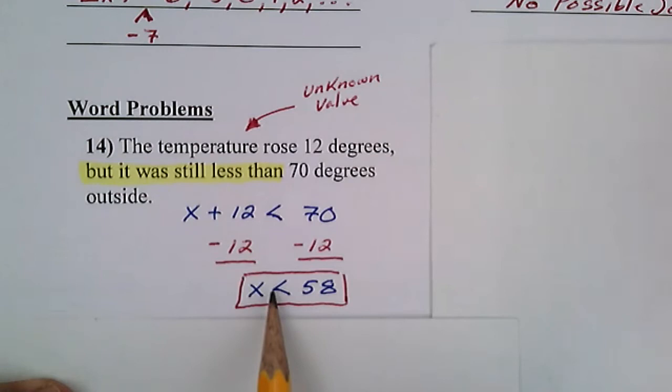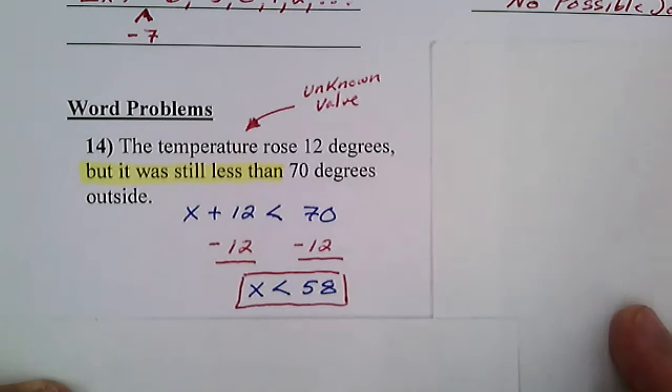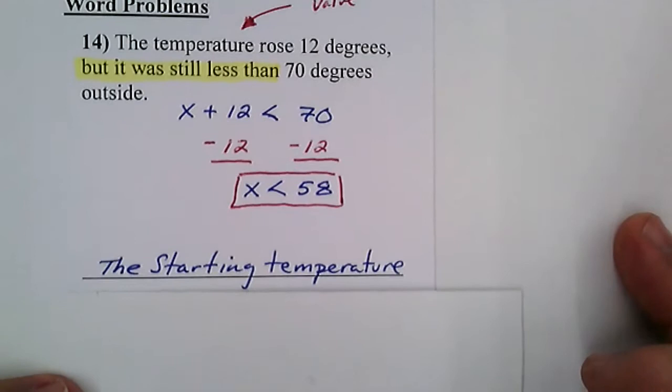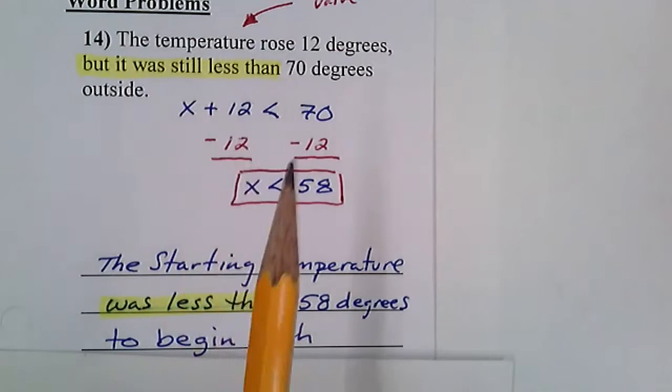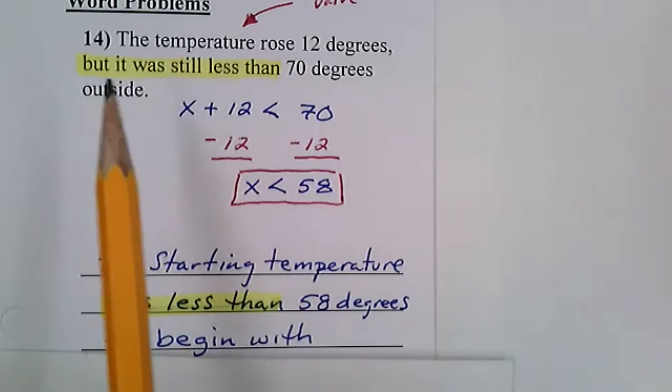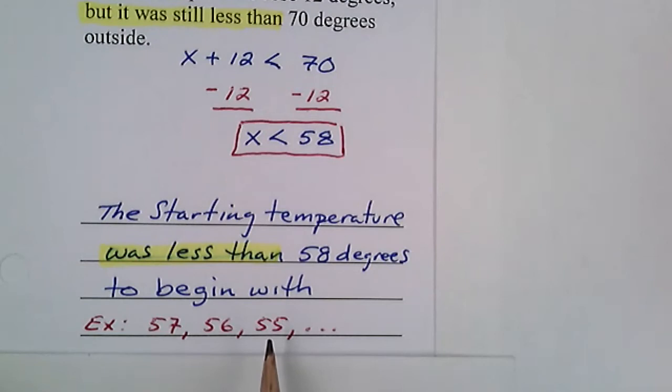Now let's interpret this. What does it really mean? Whatever temperature we're talking about, it had to be less than 58 degrees to start. We don't know the starting temperature, but we know it was less than 58 degrees to begin with. It rose 12, but it had to start less than 58 because it ended less than 70. Some examples could be 57 degrees, 56 degrees, 55 degrees, so anything that's less than 58.